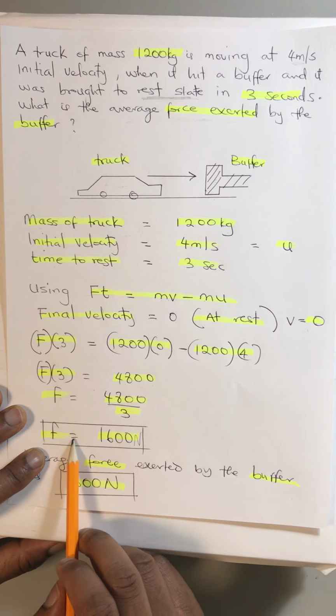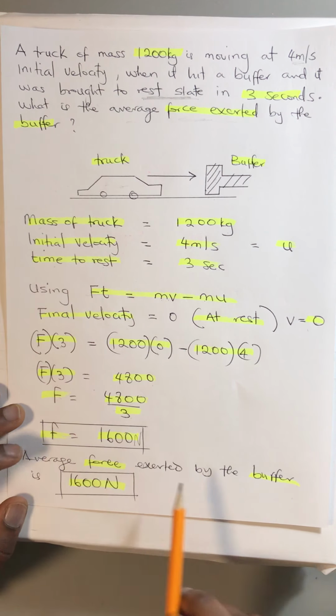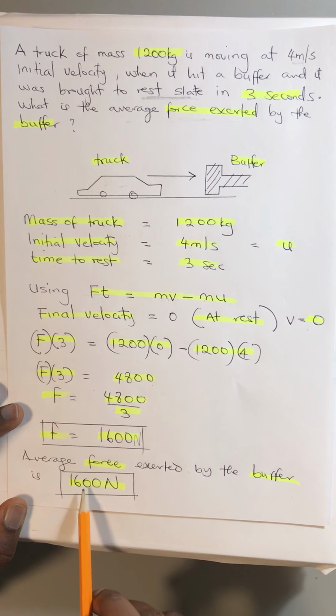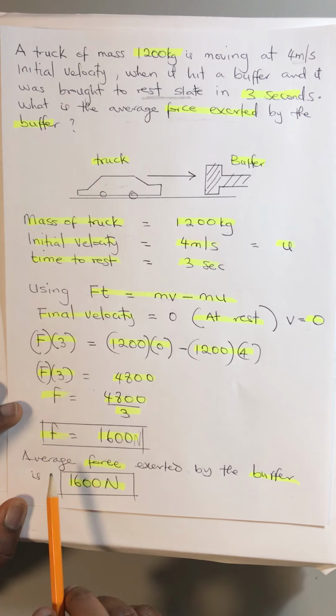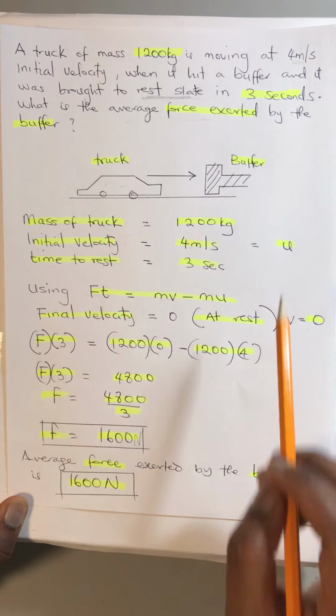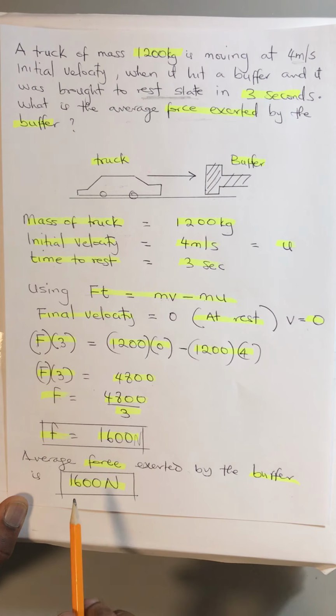So force exerted equals 1,600 Newton. Average force exerted by the buffer equals 1,600 Newton. Once again, our calculated average force exerted by the buffer in this solution equals 1,600 Newton. Thank you very much.